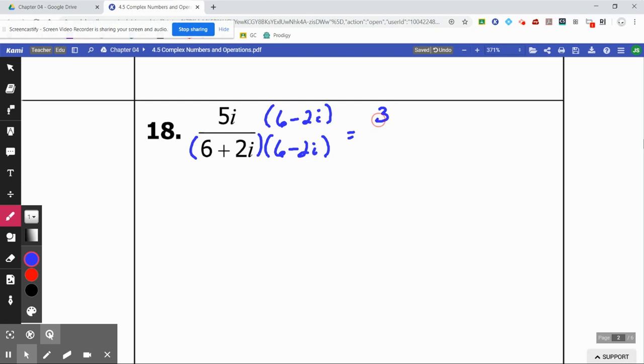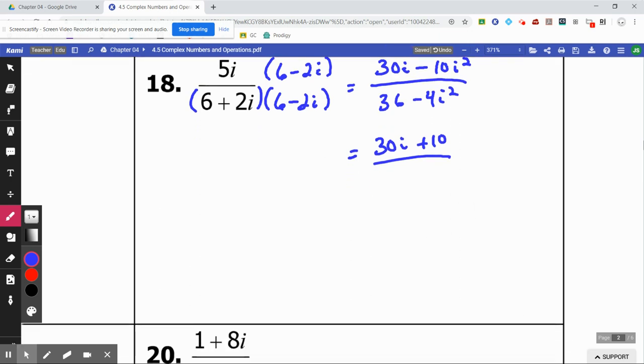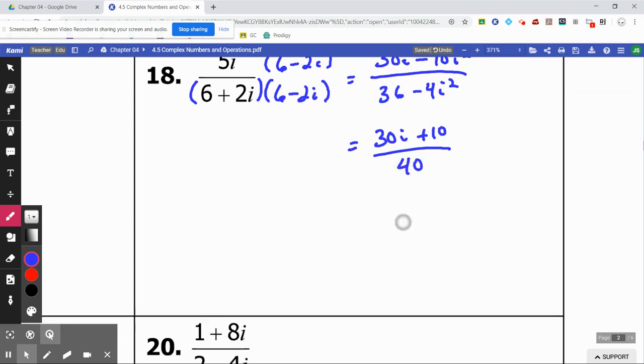5i times 6 is a 30i. 5i times negative 2i is a negative 10i squared. On bottom, 6 times 6 is 36. 2i times negative 2i is negative 4i squared. So on top, you now have a 30i. Replace all the i squares with negative 1, so that'd be plus 10. On bottom, you have 36. Negative 4 times a negative 1 is a plus 4. 36 and 4 is 40.